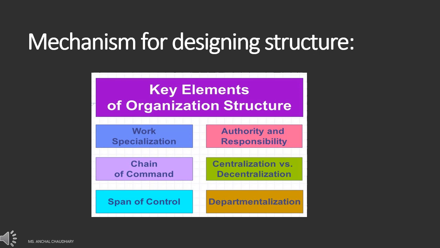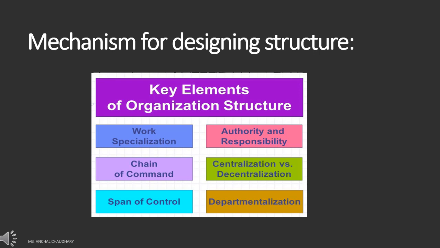Key elements of organizational structure. First is your work specialization. The work of each and every employee should be specialized, like whatever they are good at. If an employee is good at writing the content, that work should be allotted to that particular person only. In the same way, that will increase their efficiency, and also it will maintain an interest level in those employees.